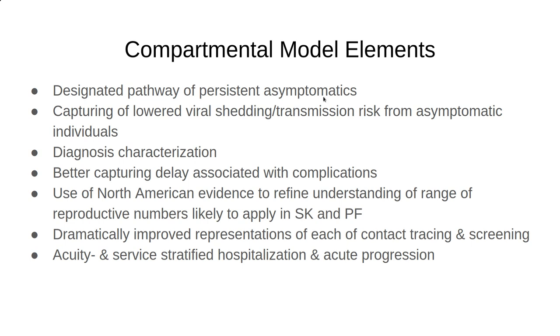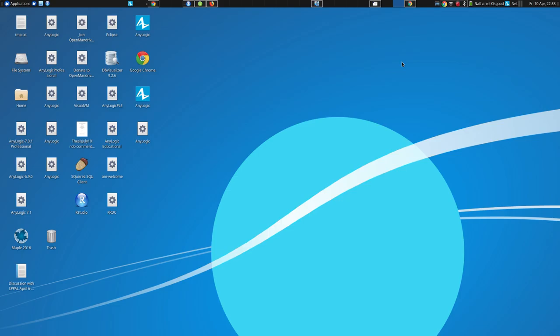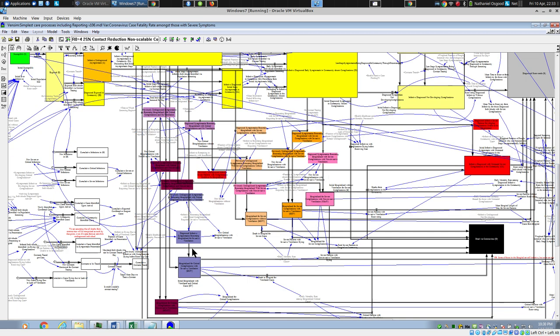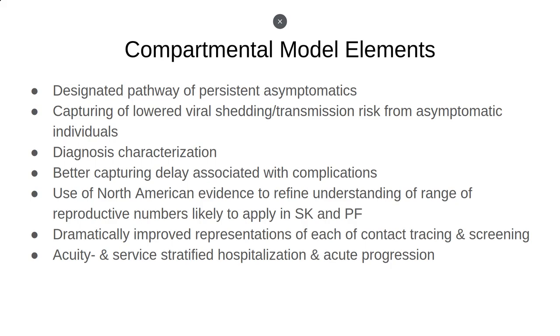And we have a significant representation, although blunt as it has to be for a compartmental model, of contact tracing and screening. The model does feature an acuity and service stratified level of acute care, where we represent individuals according to their acuity, whether they're severe, critical, or neither, mild, according to WHO standards. But we also represent their service demands, whether they need invasive ventilation, non-invasive ventilation, or neither, such as bedside oxygen support. And do so with recognition of the differential lengths of stays and recovery times associated with different groups.